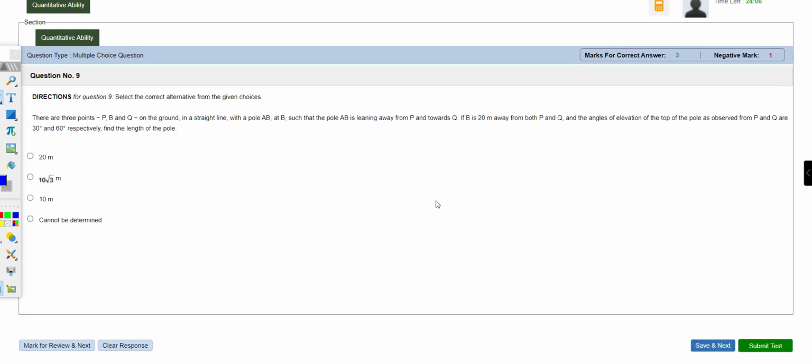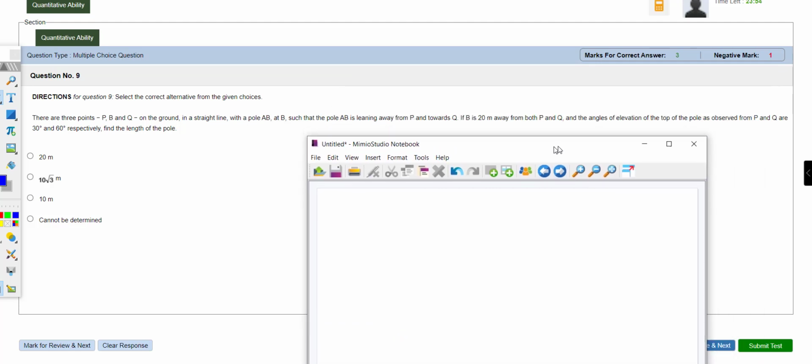After this, question number 9, look here. I think this will take time, but let's do this. This is angle of elevation and all, this is an easy concept. Let's do this. Look here.